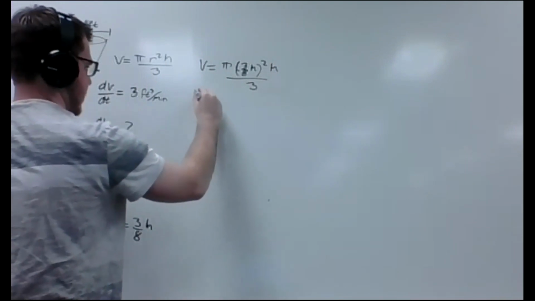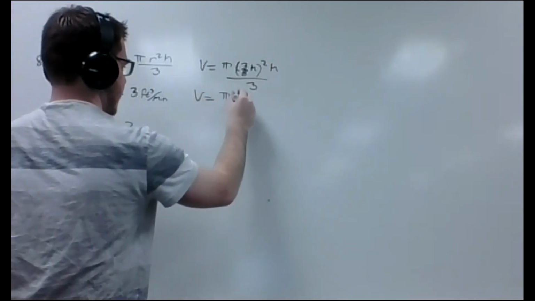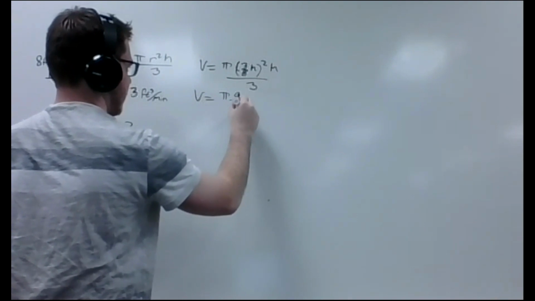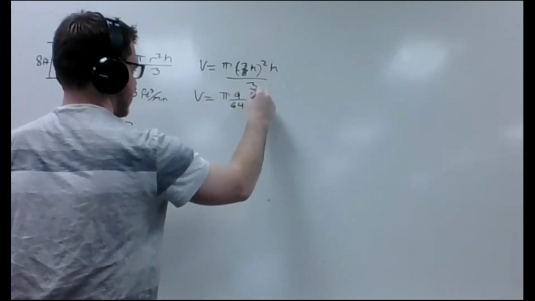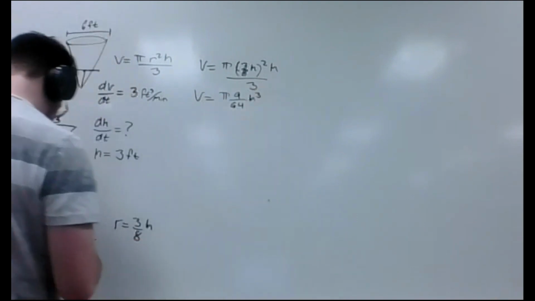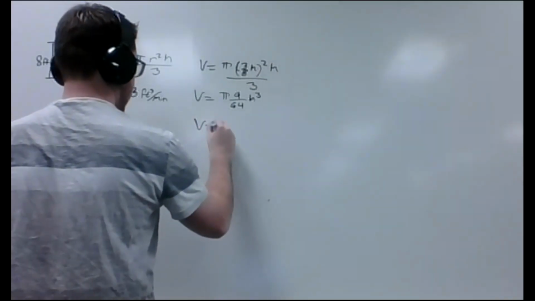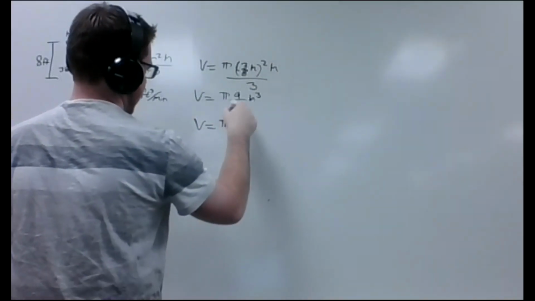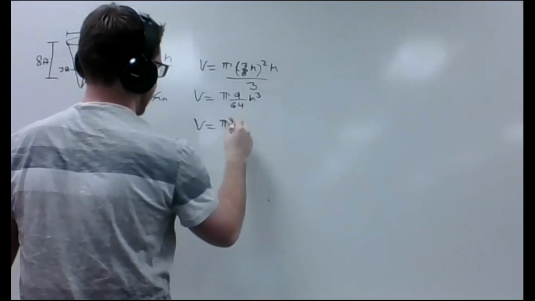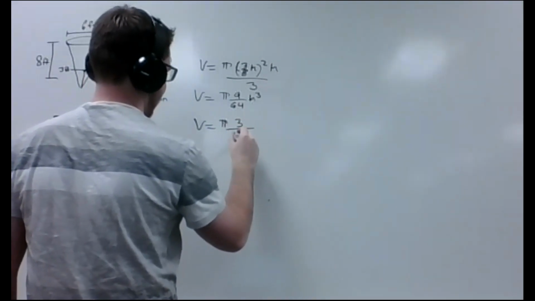So that would be 9 over 64 H cubed. 64 times 3, 192, I think. Right. We can just factor out a 3. That works.